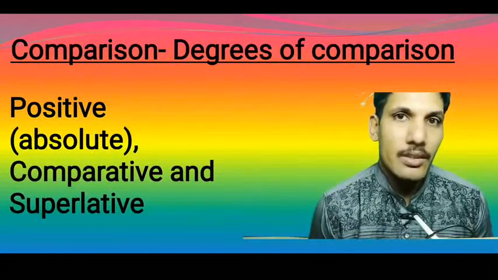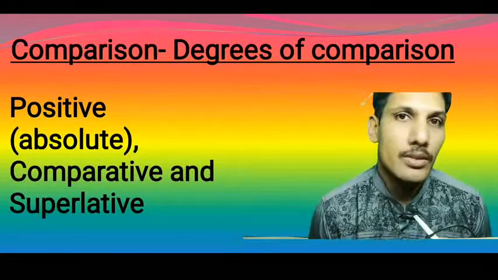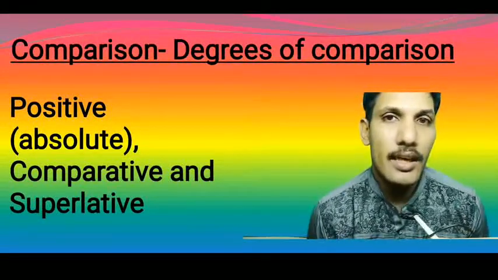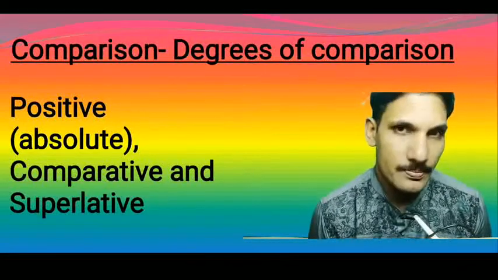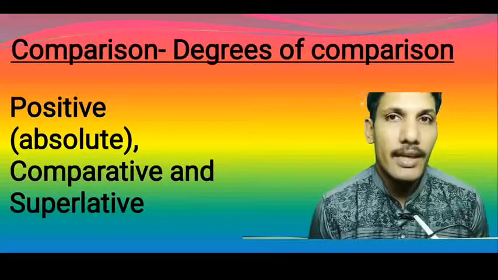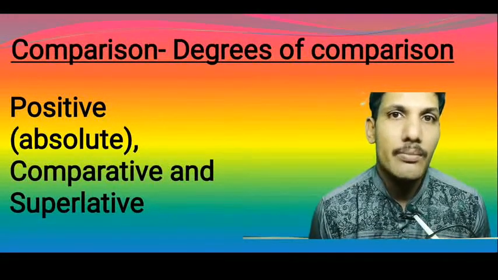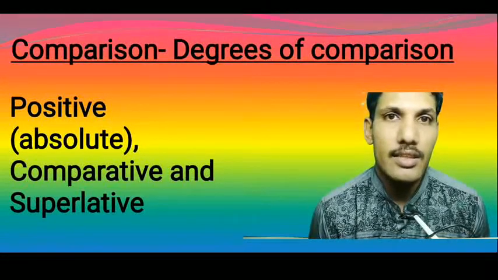Yet more examples which are exceptional, meaning its positive degree, comparative degree and superlative degree are totally different from one another. Examples: good, better, best; bad, worse, worst; little, less, least.